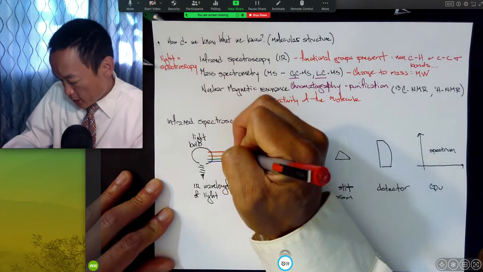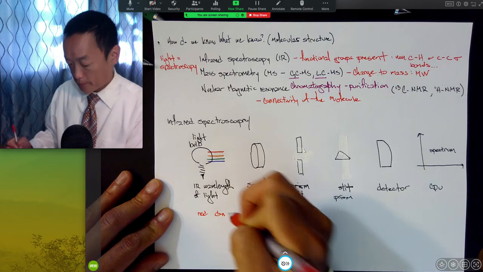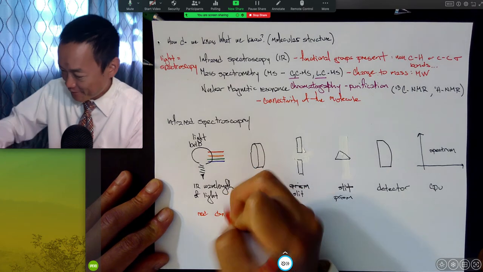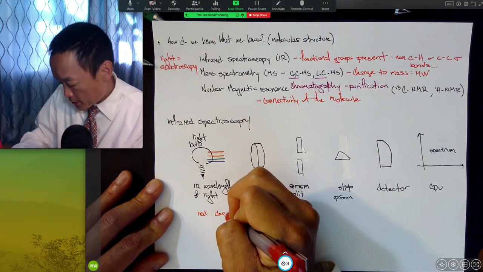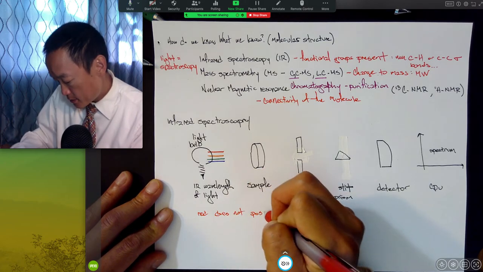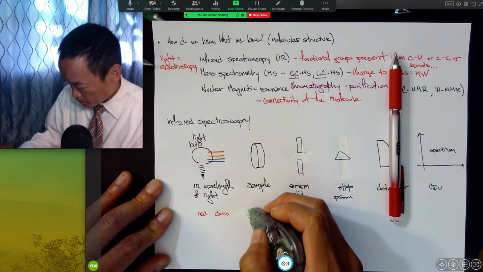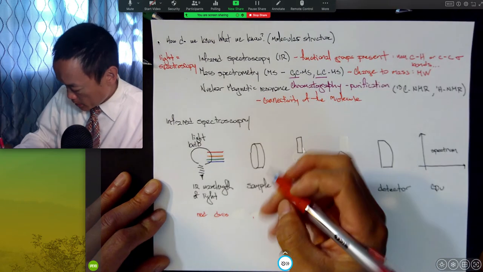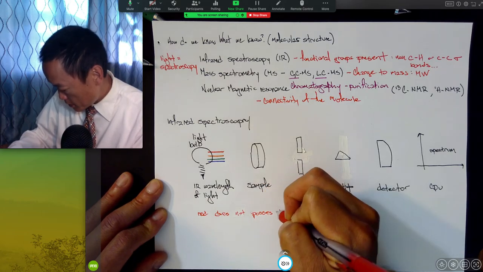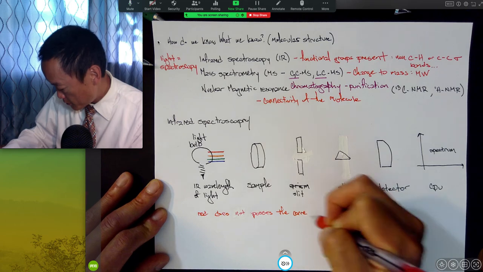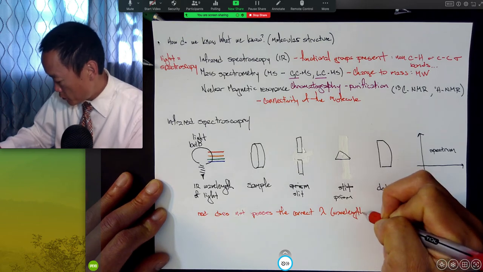So let's say that the red does not possess the correct wavelength to interact. It is not at the correct energy.